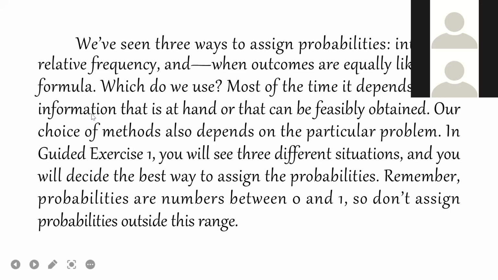So we've seen three ways to assign probabilities: based on intuition, relative frequency, and when outcomes are equally likely, using the formula. Which do we use? Most of the time, it depends on the information that is at hand or that can be reasonably obtained. Our choice of methods also depends on the particular problem. Laging nakadepende yun, class. Kahit saang problem naman yan sa math, depende anong method ang mas okay gamitin. In guided exercise 1, you will see three different situations, and you will decide the best way to assign probabilities. Depende lagi sa sitwasyon yan.